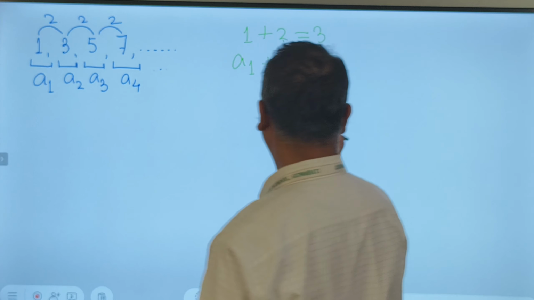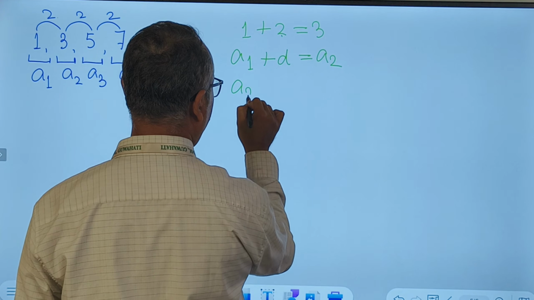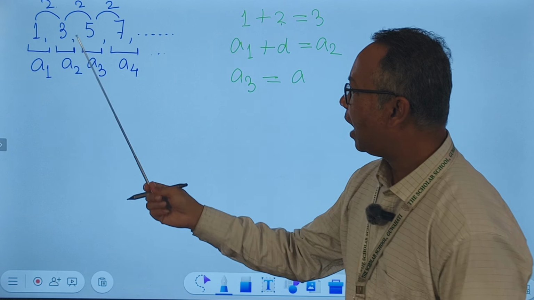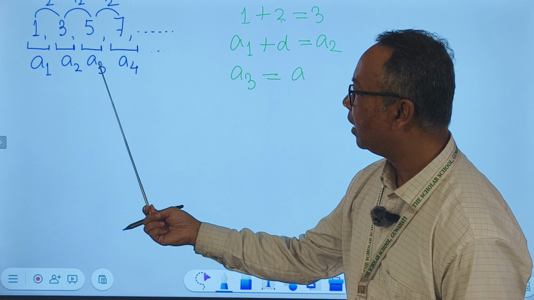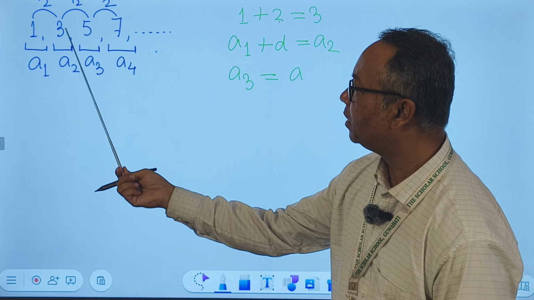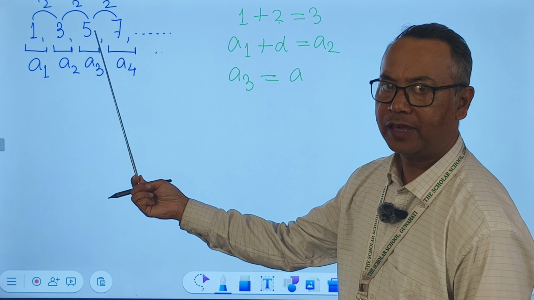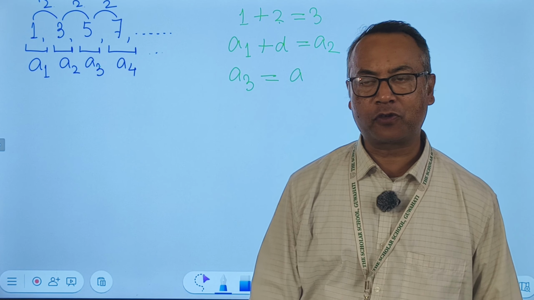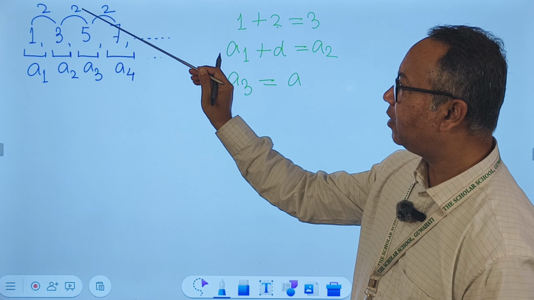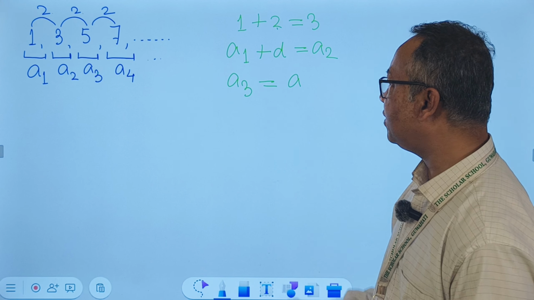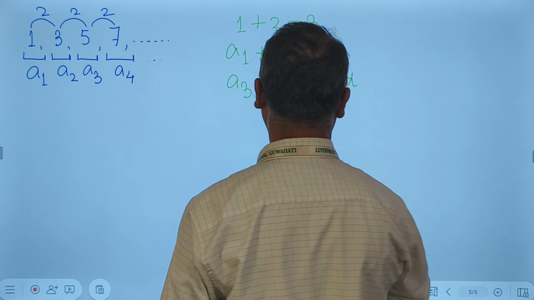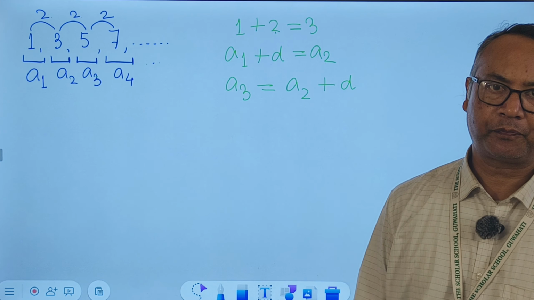Similarly, how can we get the third term? To the second term 3, if we add 2, that is 3 plus 2, we get 5. So if we add the difference to the second term, we will get the third term.